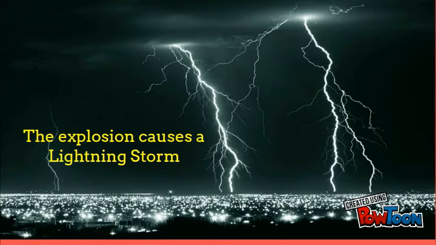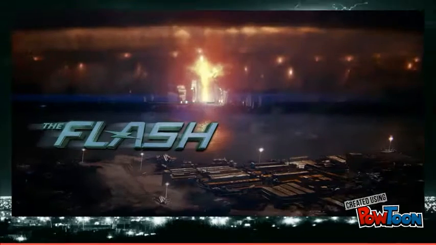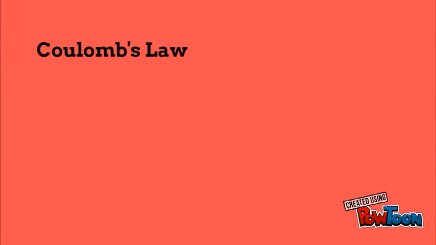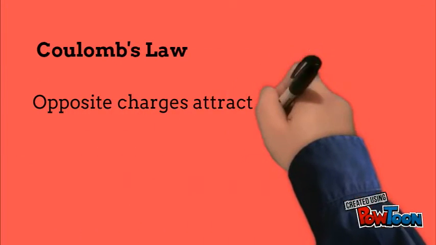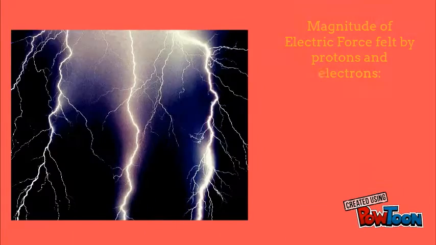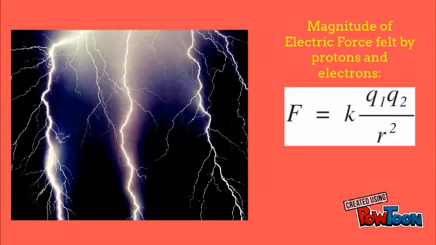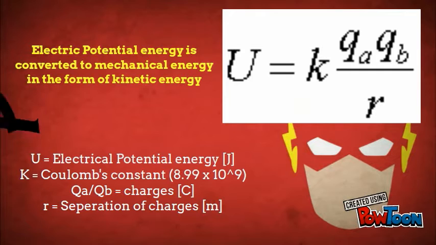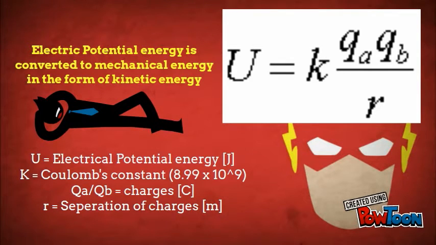This explosion generates a lightning storm due to the large release of positively charged protons onto the surface of the Earth. According to Coulomb's law, opposite charges attract, meaning electrons in the atmosphere of the Earth will surge towards the surface in chunks due to the force of attraction they feel. There is also electrical potential energy stored between the opposite charges, which helps the electrons gain kinetic energy.